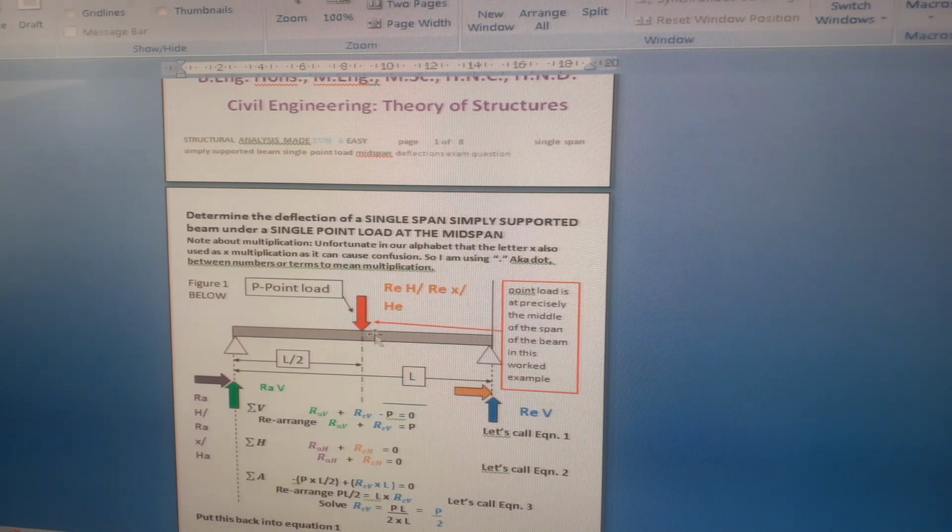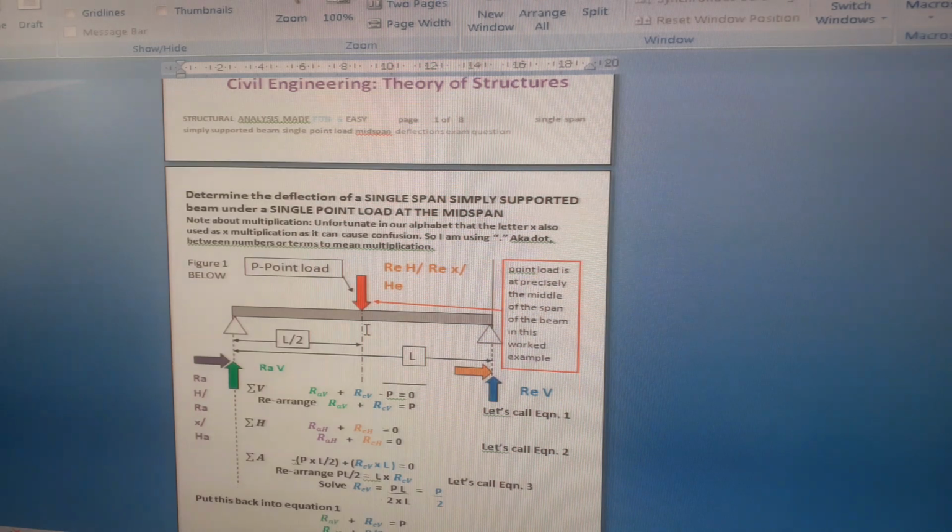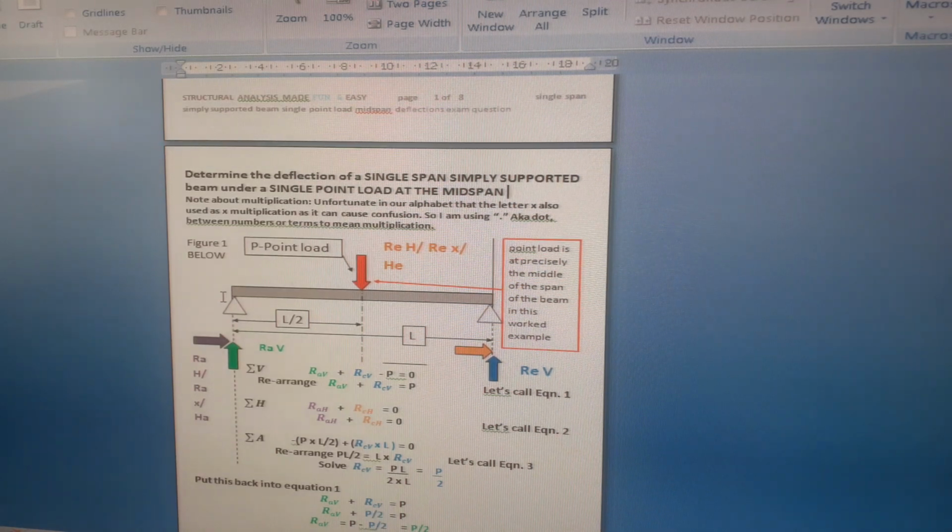This is to determine the deflection of a single span simply supported beam under a single point load at the mid span. So basically I've just drawn it out, figure 1. I'm just doing the reactions as well so that people can see where I'm working from.